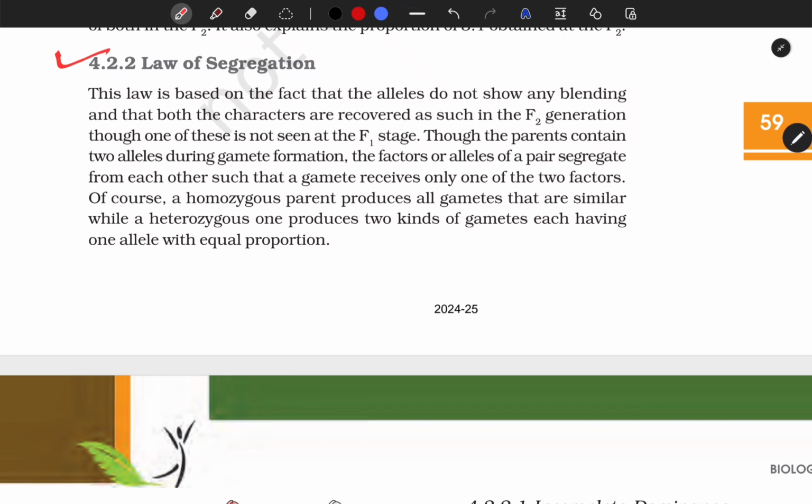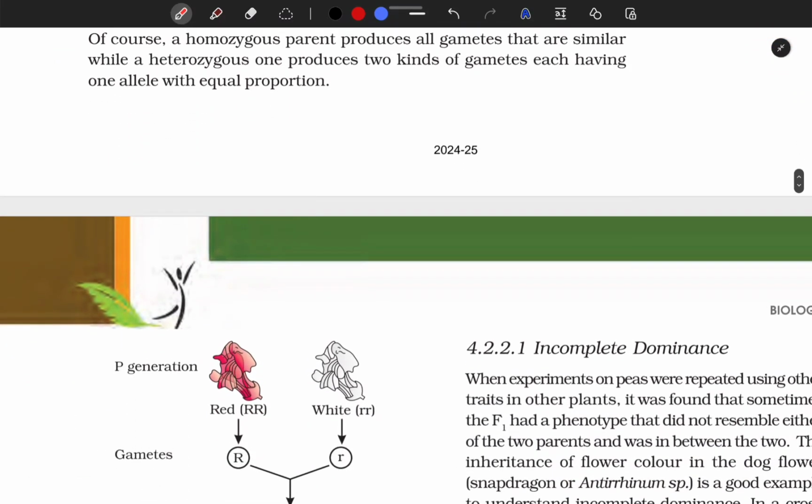4.2.2 Law of segregation. This law is based on the fact that the alleles do not show any blending and that both the characters are recovered as such in the F2 generation, though one of these is not seen at the F1 stage. Though the parents contain two alleles, during gamete formation the factors or alleles of a pair segregate from each other such that a gamete receives only one of these two factors. Of course, a homozygous parent produces all gametes that are similar, while a heterozygous one produces two kinds of gametes, each one having one allele in equal proportion.